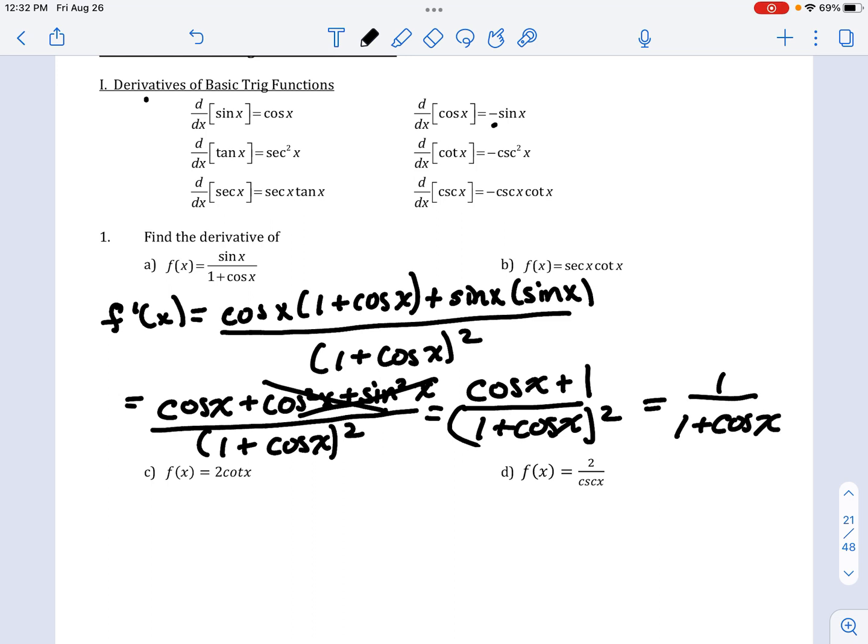Now, for a short answer, you would not have to simplify, but sometimes in multiple choice, you want to be able to simplify to match up the answer.